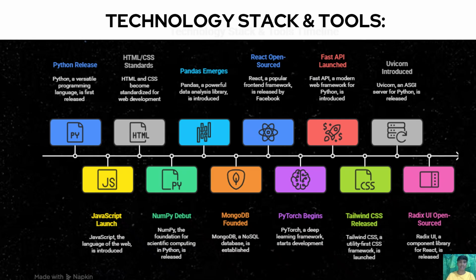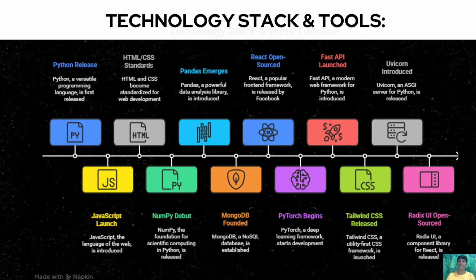NumPy and Pandas. NumPy gave efficient numeric computation, and Pandas is a powerful data analysis library that simplifies data handling and pre-processing, an essential part of our ML pipeline. Then React and Tailwind CSS.